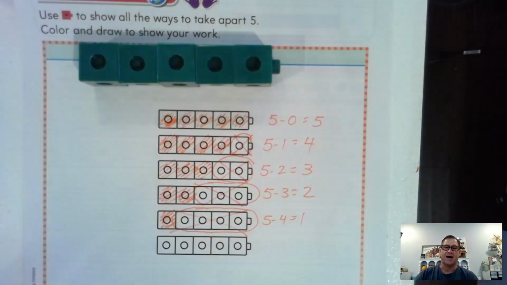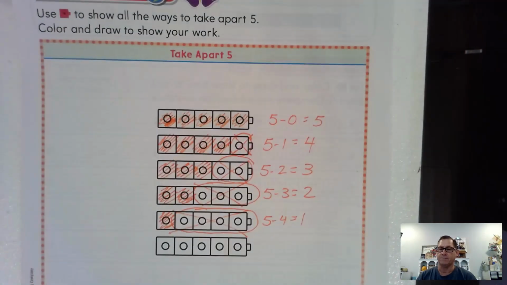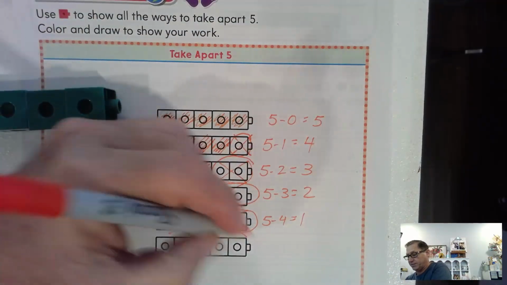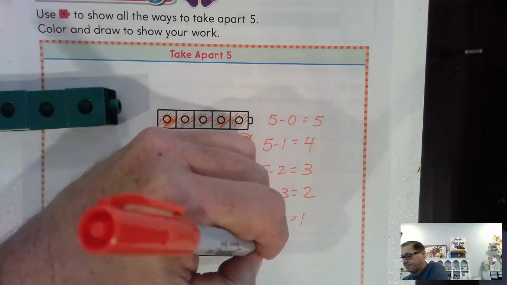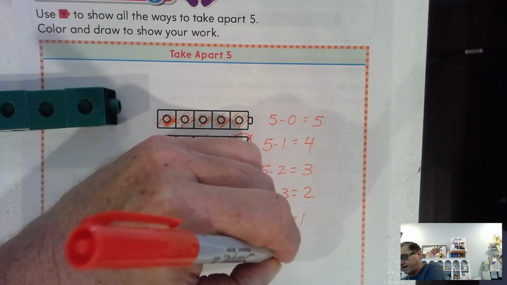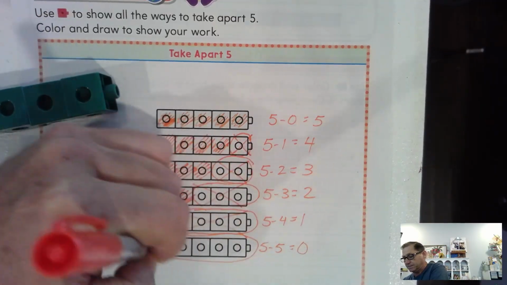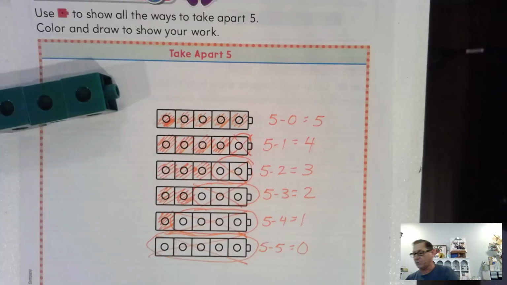What if we had 5 and we gave all of them to her sister? How many would we be left with? We are not left with any, right? So in this case, I'm not going to color any in. And I'm going to say 5 minus 5 is 0. So I'm going to circle them all and cross them out.